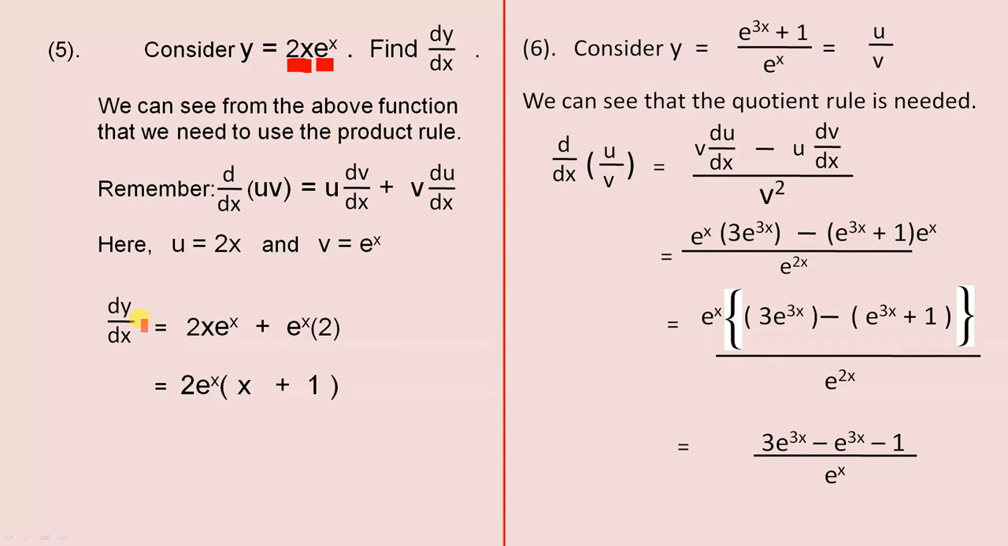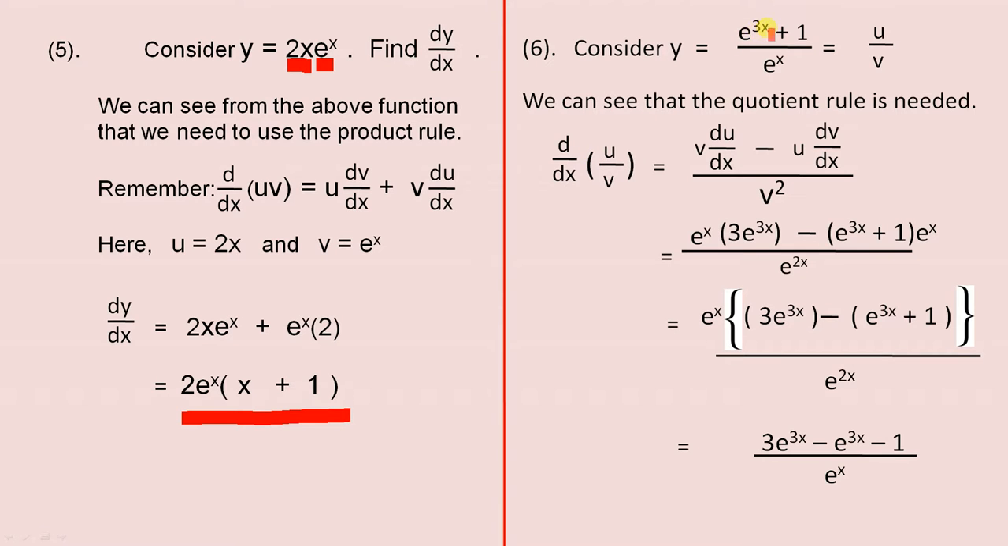Therefore, dy/dx equals u dv/dx plus v du/dx. So if we take out the common term, which will be 2e to the x, see there's a 2 in each term and an e to the x in each term, we take that out and there is our answer in factorised form.